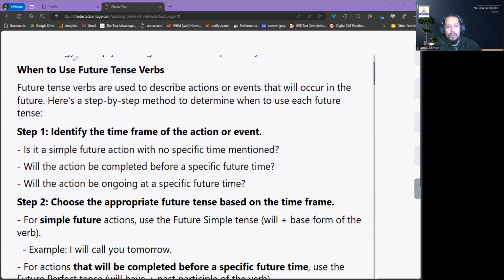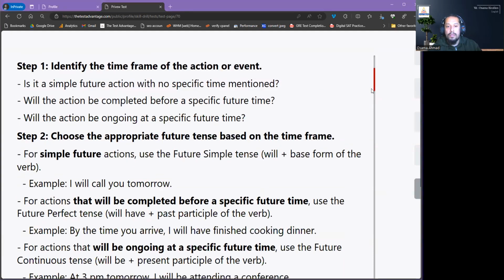When do we use future tense? Future tense verbs are used to describe actions or events that will occur in the future. So here's a step-by-step method to determine when to use each future tense. Step one, identify the time frame of the action or event. Is it a simple future action with no specific time? Will the action be completed before a specific future time? Will the action be ongoing at a specific future time?